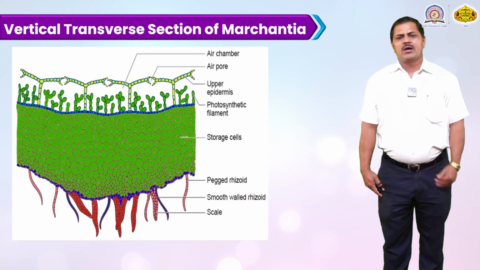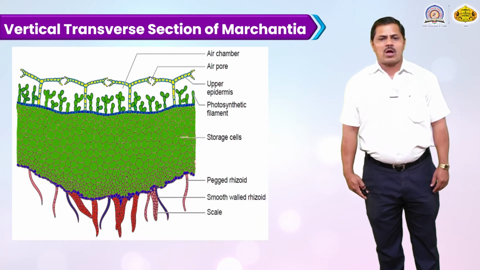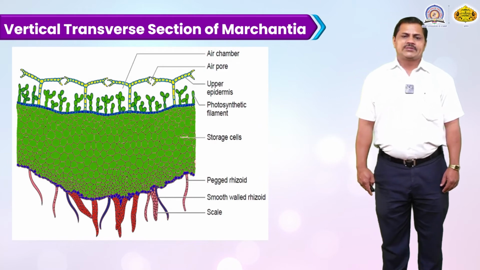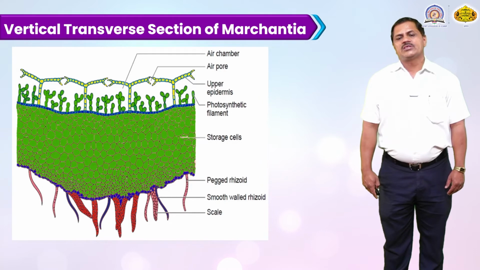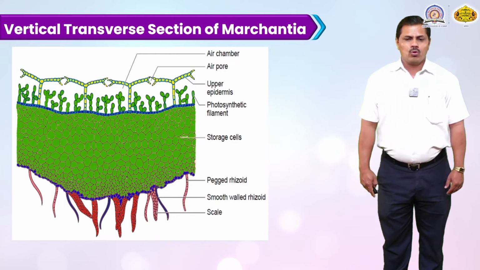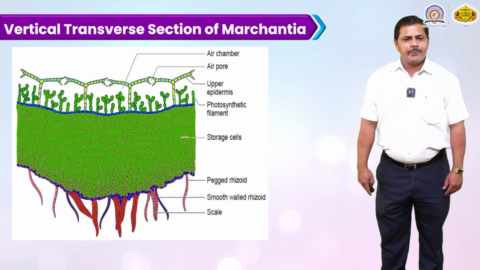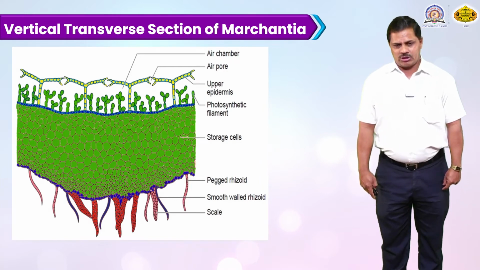And in the upper epidermal cells, the air pores are present. This is the upper epidermal cell. Just below this upper epidermal cell is the photosynthetic filament, or photosynthetic region. They prepare their own food material for this Marchantia thallus structure.